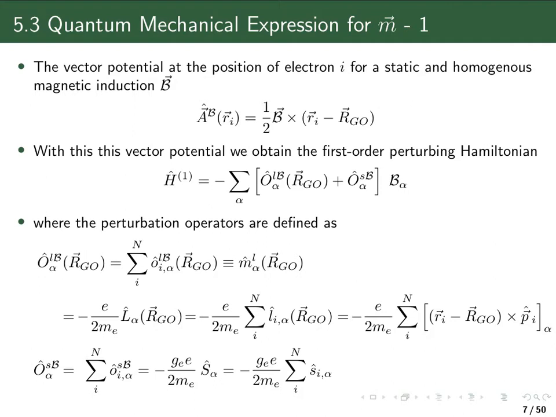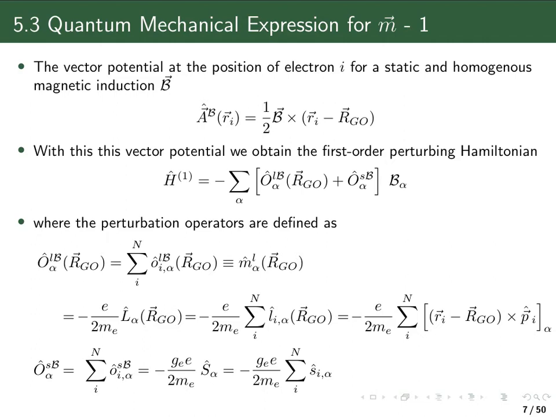Let's first look at the expression for the vector potential, because the first thing we have to do is we need to get the contributions to the Hamiltonian from the interaction with the magnetic field, and that is via the vector potential. So we need now the expression for the vector potential and then the first order perturbation to the Hamiltonian.